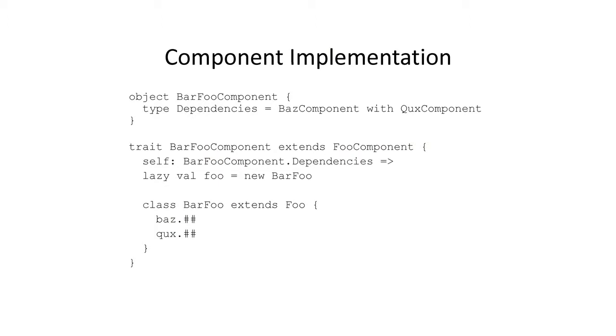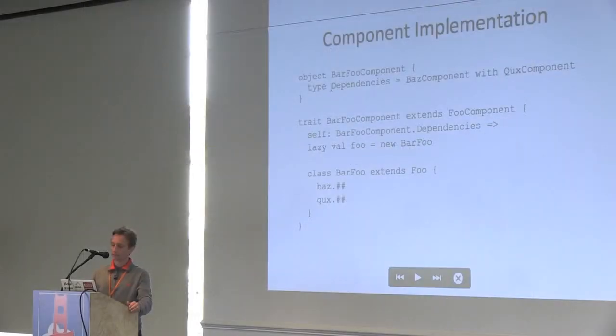So this is an implementation of this. If I say I want to implement this foo component, and I'm going to call it the bar foo component, and this is something I discovered along the way, I've actually created a trait for bar foo component and a companion object called bar foo component. One of the biggest complaints about the cake pattern is that it creates boilerplate. So unfortunately, I'm creating even more boilerplate here, but it has a lot of benefits. So we define here the list of other components that this implementation of the foo component actually uses.